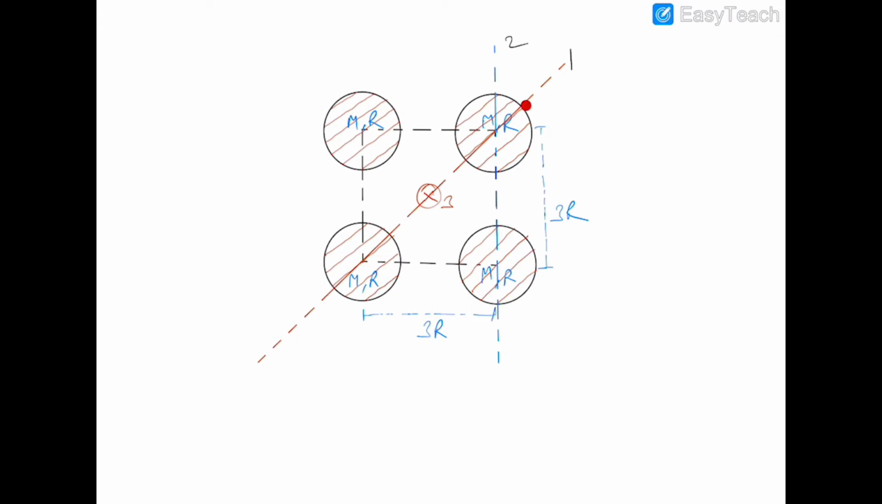This is the axis number 1, this is the axis number 2, and this is the axis number 3. So we have to find out the moment of inertia of these spheres about these axes. So let us first of all name the spheres. This is sphere number 1, or we can say that it is A, this is B, this is C, and this is D.